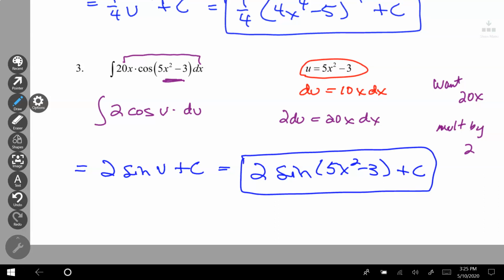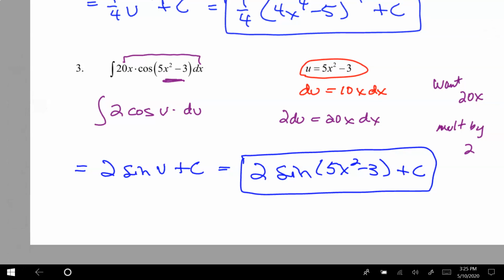As you can see, this little manipulation of putting in something a little bit complicated for the u helps me get rid of something else in the integral that I need to get rid of to make my life easier. Right now I've been nice. I've been giving you the u value. We'll talk about when I don't.